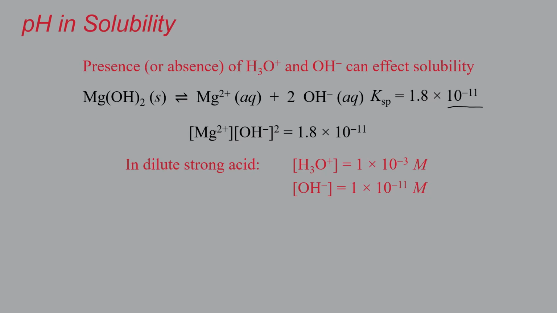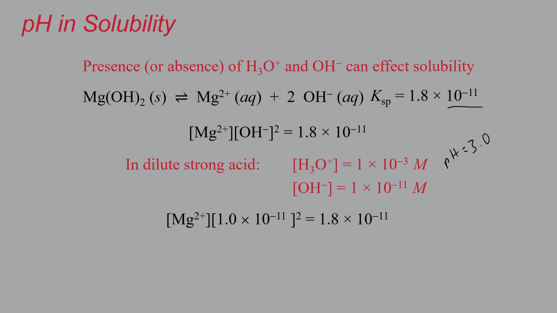So let's consider the solubility of magnesium hydroxide in a weak acid solution. So that's about 1 times 10 to the negative 3. That is a pH of 3. Now remember, the concentrations of hydronium and hydroxide are related by the water autoionization equilibrium, which means that under those conditions the hydroxide concentration is 1 times 10 to the negative 11 molar.